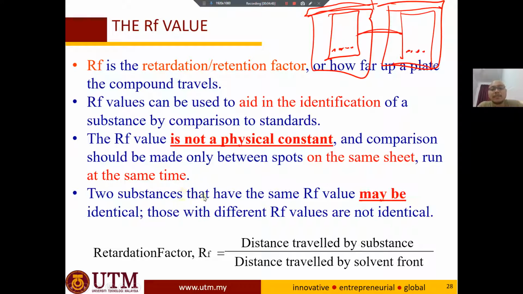Two substances that have the same RF value may be identical. Those with different RF values are not identical. So we can say that the ones that have a similar RF value may be identical. It may be that compound, but we cannot confirm. But of course, the ones that have different RF values, we can say pretty sure they are not identical. If they are the same, the probability of being identical is yes. But if they are not the same, we can say very sure they are not the same.